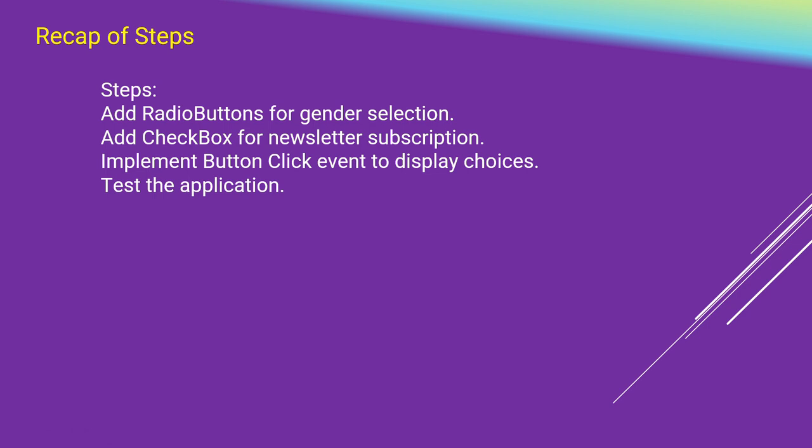In summary, we have covered the steps to use radio button and checkbox controls in our WebForms application. We added radio buttons for gender selection, a checkbox for newsletter subscription, implemented the button click event to display the selected options, and successfully tested our application. This demonstrates how to capture different types of user input in ASP.NET Web Forms.